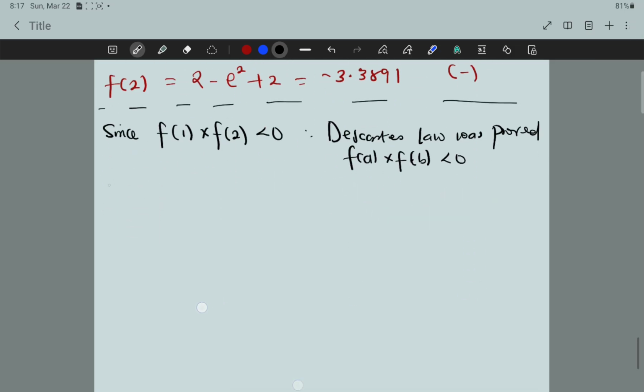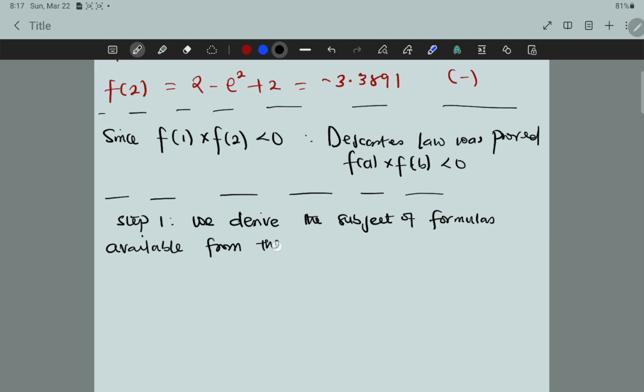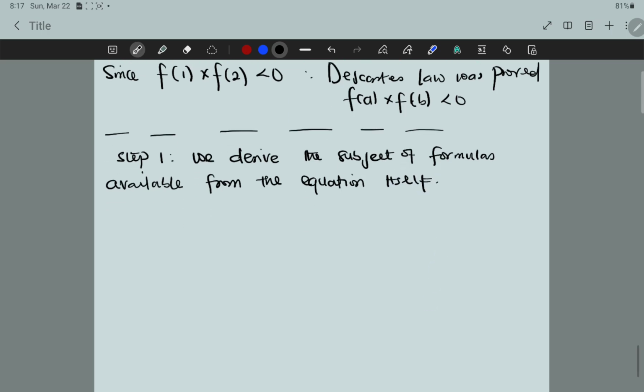So step one, we derive the subjects of formula available from the equation itself. Is that okay? So when you have, for example, 2 minus e to the power of x plus x is equal to 0, right?